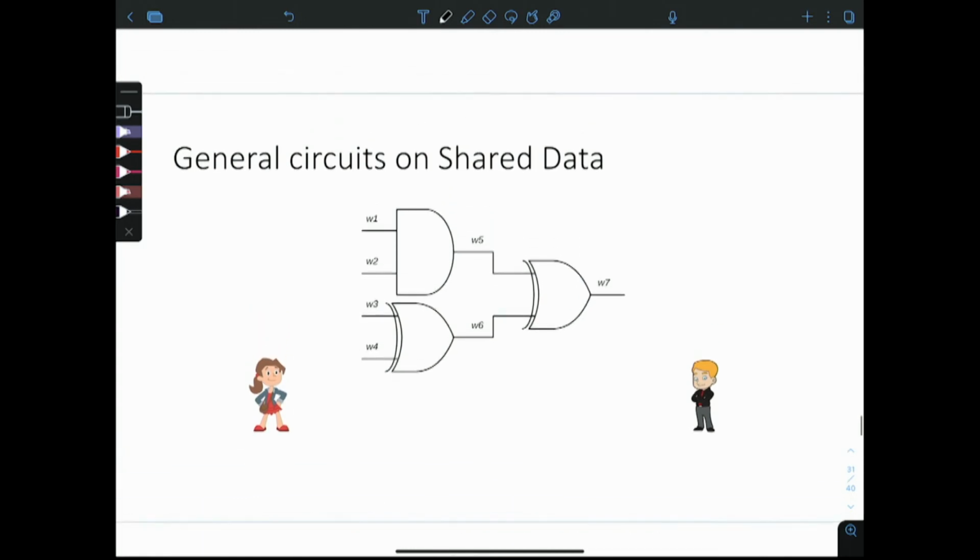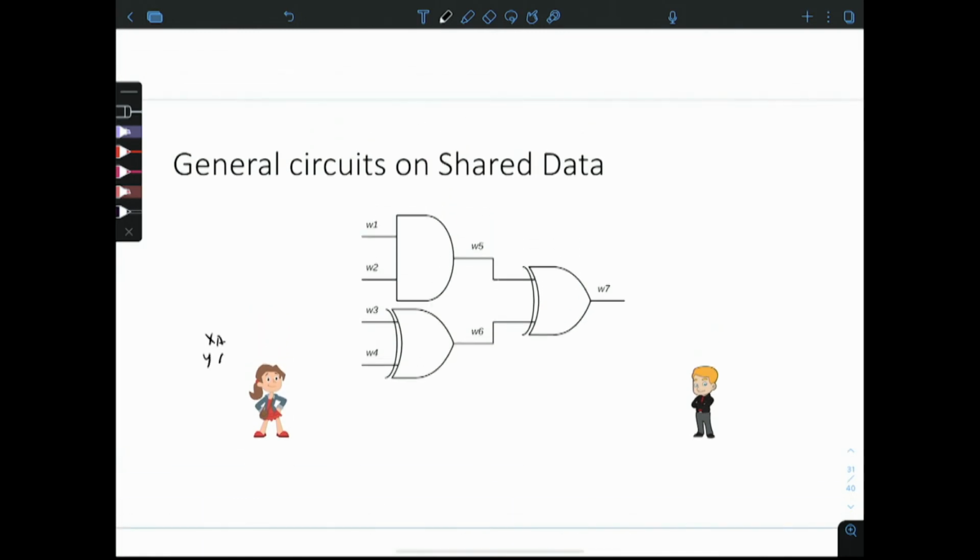So for example, in this case, Alice starts out with inputs XA, YA. Let's say this wire W1 is X, W2 is Y, W3 is A, W4 is B. And Alice has the A shares of all these inputs. Bob has the corresponding B shares. Then what we've already looked at suffices to evaluate these circuits securely. And the way that is done is, well, this is nothing but an AND gate. So run the AND protocol that we just saw to get shares DA and DB of D.